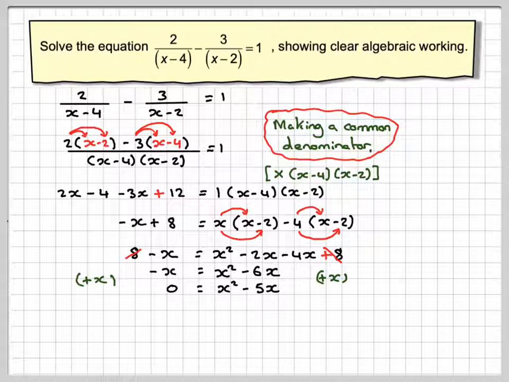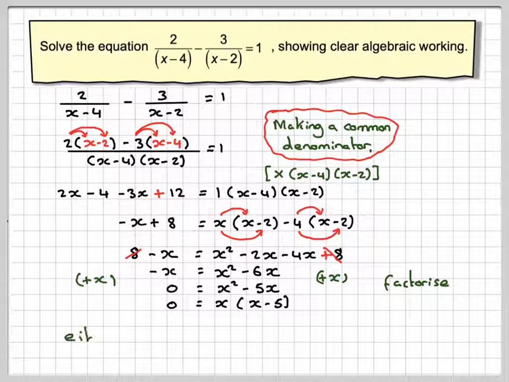So I told you at the beginning that equations like this normally lead to a quadratic. Now this is quite a simple one to factorise because we've got no constant term, so there's just a common factor of x. So we can factorise it. If you can't factorise it, then you use the quadratic formula. If we take out x, we're going to get x minus 5.